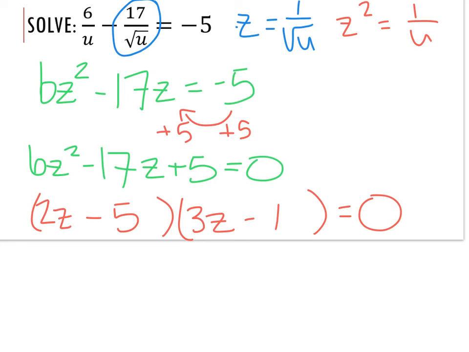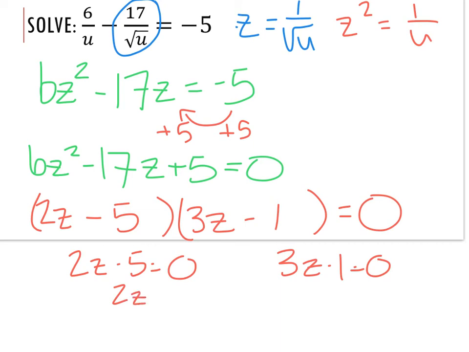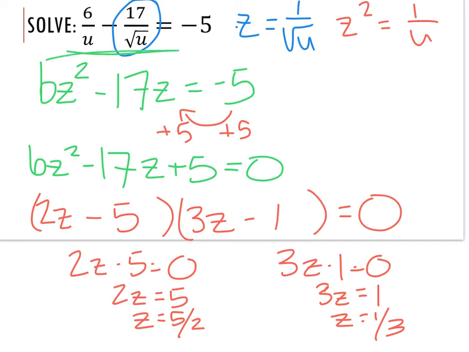Cha-ching! So now I'm going to set both of those equal to 0 to figure out what in the world z is. So 2z minus 5 equals 0, and 3z minus 1 equals 0. I add 5 to both sides and get 2z is equal to 5. Divide by 2, so I know z is equal to 5/2. And then over here, 3z is equal to 1, so z is equal to 1/3. Halfway done. I figured out my z's, but remember the original problem had u's, so I must figure out my u's.